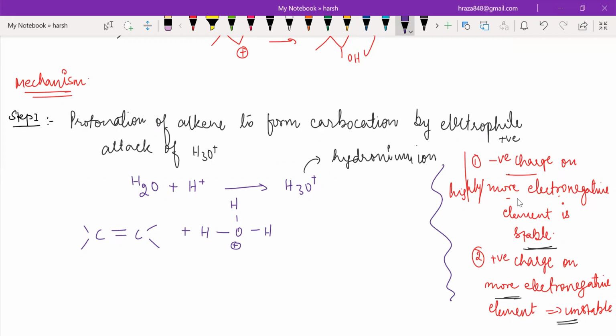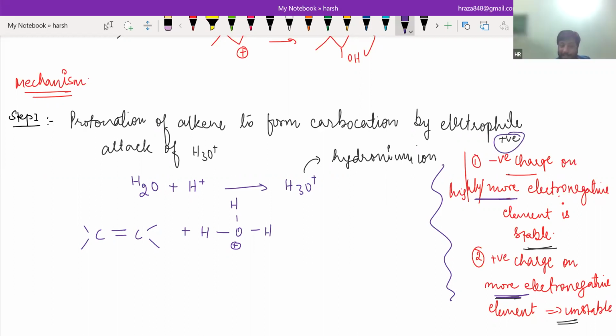See, these both are for a more electronegative element, and if you are going to write for a less electronegative element, it will be the inverse, the converse. Negative charge on a less electronegative element is unstable, and positive charge on a less electronegative element is stable.